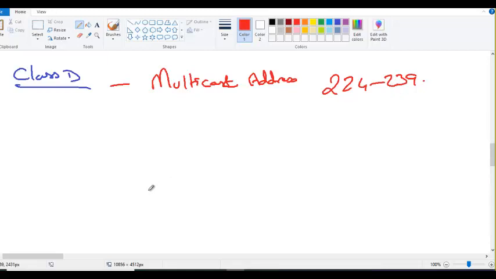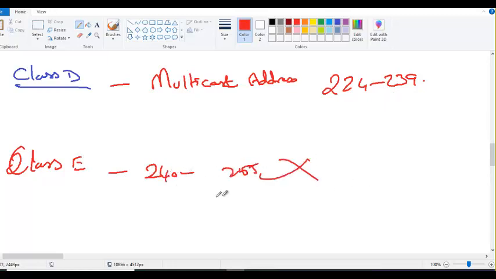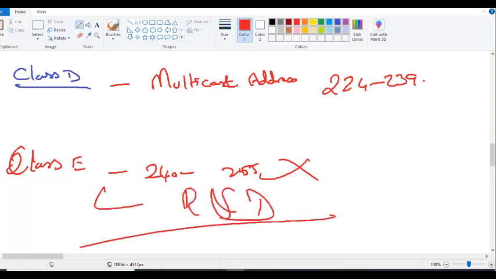Here there is no network and host division. This is a multicast range of addresses. After 239, there is no usage actually. Class E, if you say after 239 comes 240 to 255, no, this is not true. It is still under research and development. Chumma they said. Chumma means simply. Simply they said. We are already in IPv6 now.